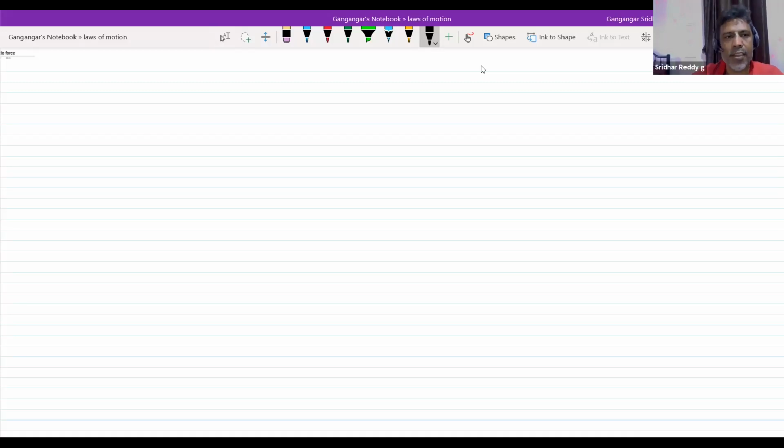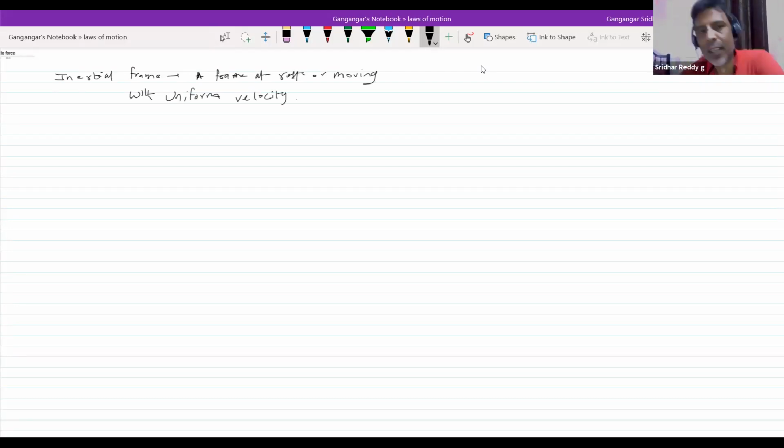Begin with the definition of inertial frame. A frame which is at rest, a frame at rest, or moving with uniform velocity. So there's the basic idea of the inertial frame here.